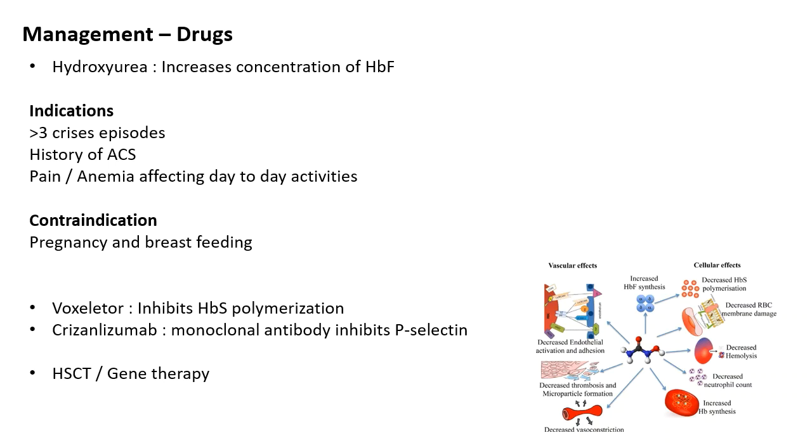Now, indications are usually the poor prognostic markers, that is more than 3 crisis episodes, history of acute chest syndrome, chronic neutrophilia, pain or anemia affecting day-to-day activity. It is contraindicated in pregnancy and breastfeeding. Voxelotor, which inhibits HbS polymerization, and crizanlizumab, the monoclonal antibody which inhibits P-selectin, are other FDA approved drugs which are used in sickle cell anemia management.